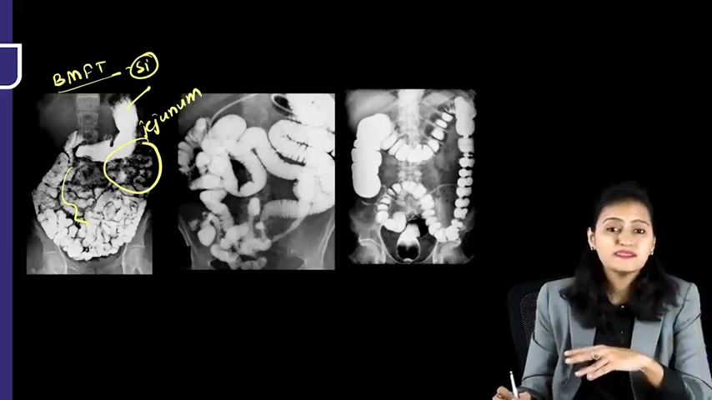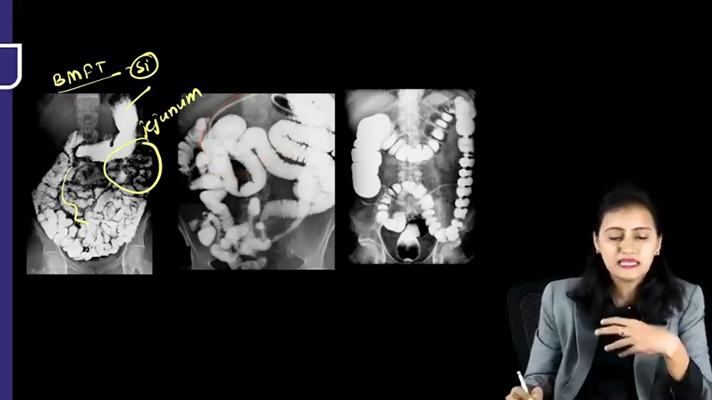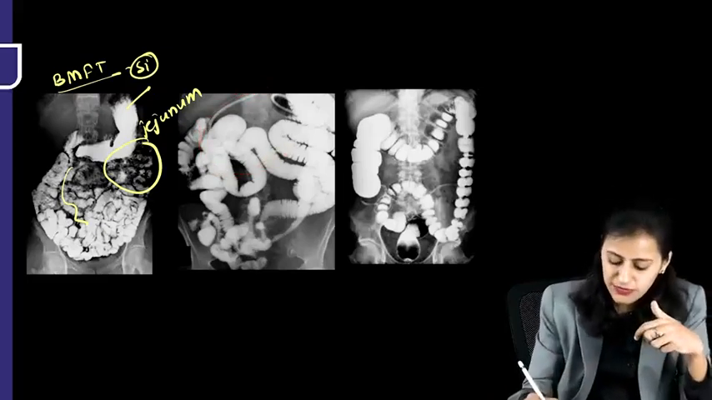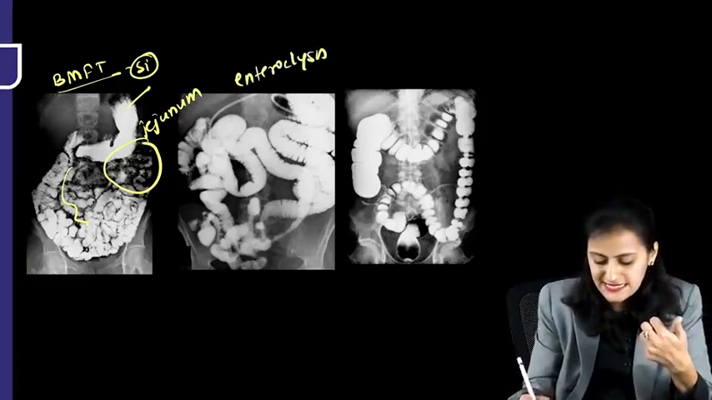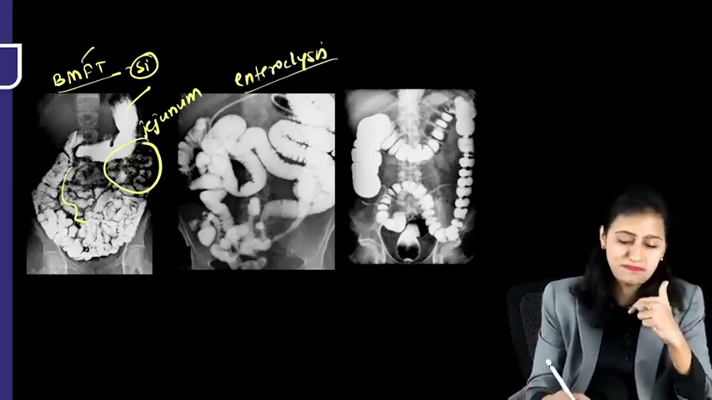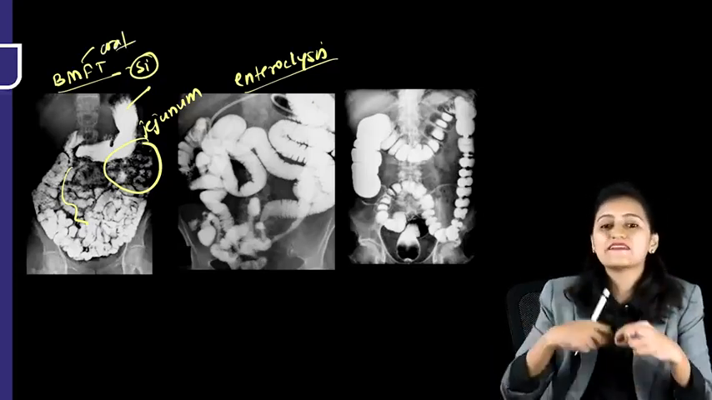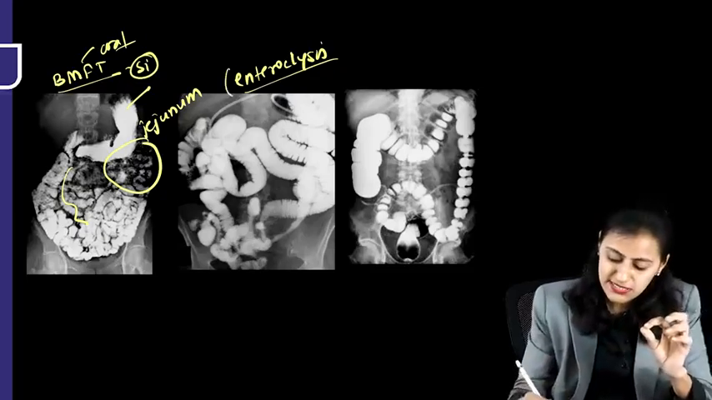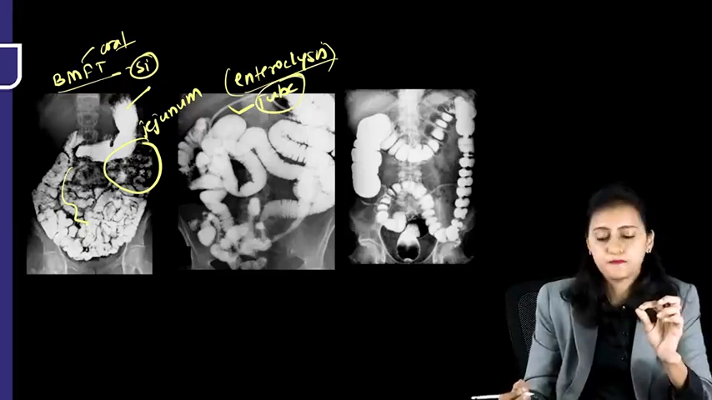This one, where you see the bowel loops, but along with that, you see some tube coming in. So that is going to be small bowel enema, that is enteroclysis. So in BMFT, the barium is given orally. Here we put an NJ tube and then we put the contrast. So this is enteroclysis, where you would have the presence of the tube also.